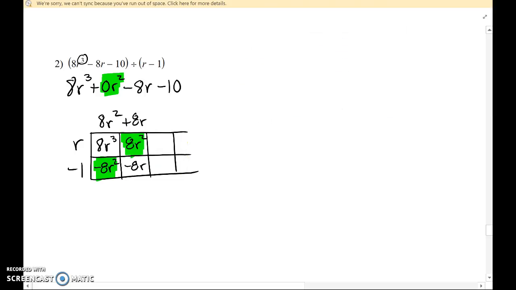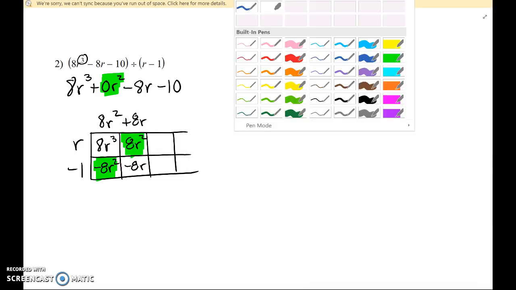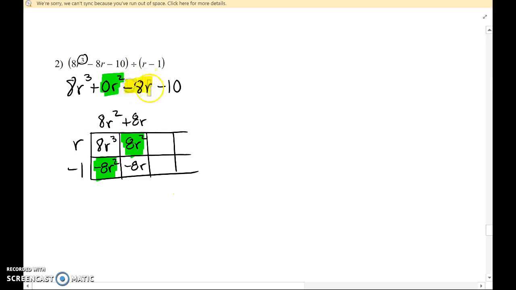All right, so our next term is -8r, and we have a -8r here. So on this diagonal, we need it to add up to -8r. Well, if you already have your -8r, then you want to add 0 to it to keep it the same. And so r times 0, or 0 times r, is 0. And 0 times -1 is 0.